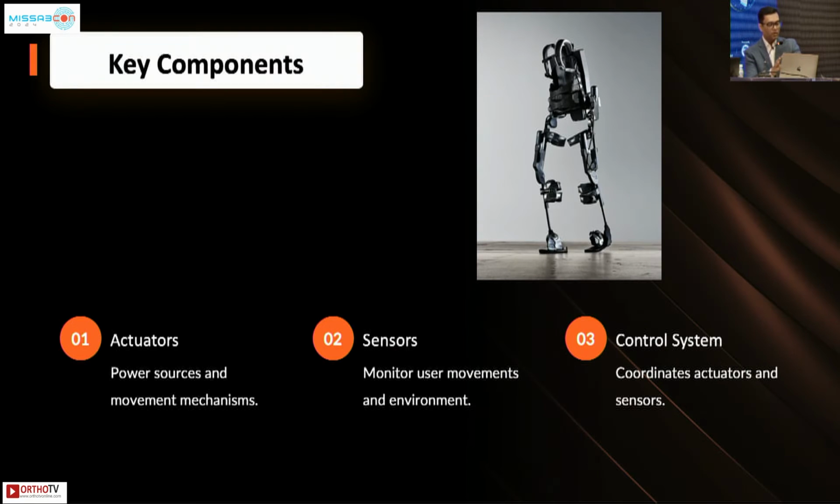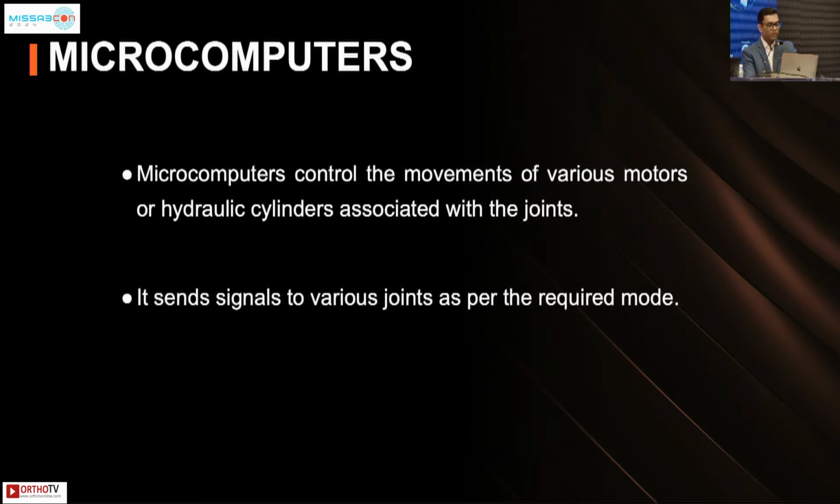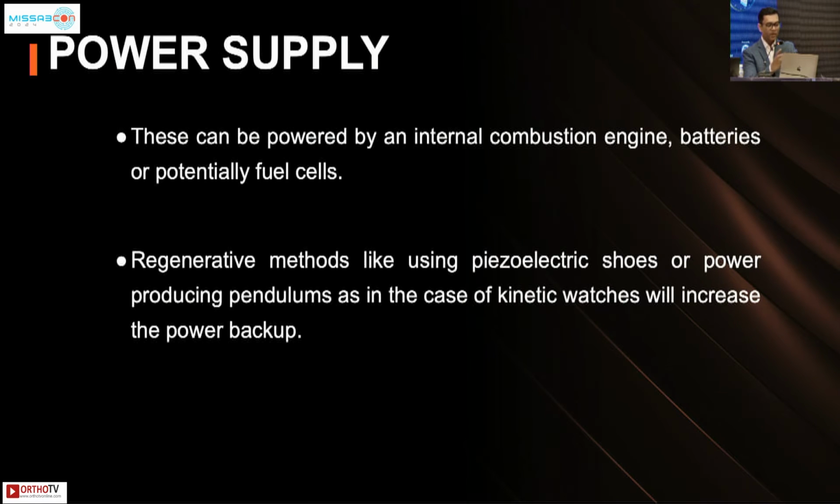So the key components, there are three main components: an actuator, a sensor, and a control system. The actuator is like the mother chip, the brain computer interface where it happens. It has a microcomputer which controls movement of various motors and various hydraulics across the joint and various systems. And then you have the power supply, which is battery operated, because you need to have power.